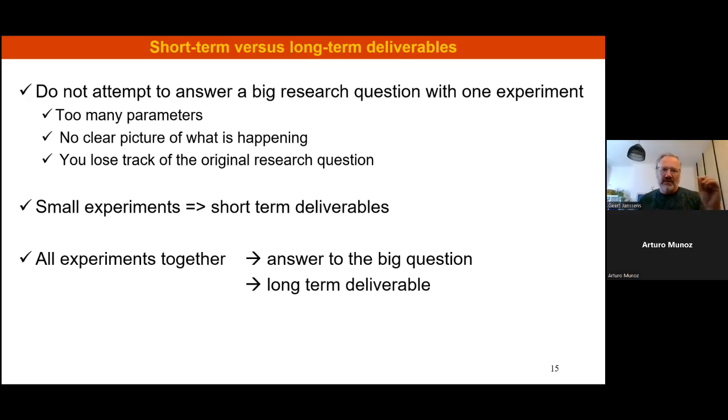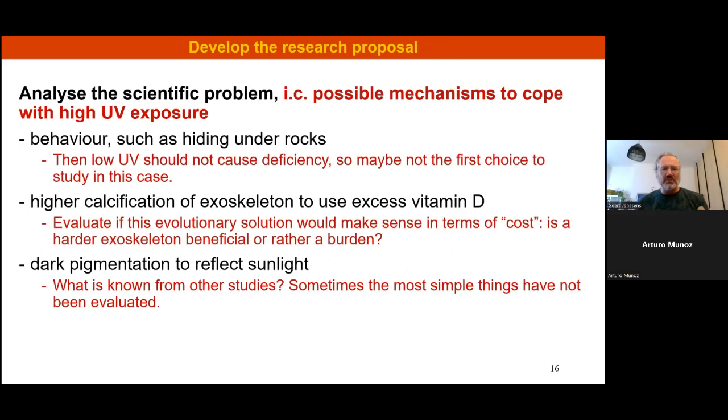So that's the deliverables, and then how to develop the research proposal. You have to analyze the specific scientific problem. In this case, what are possible mechanisms to cope with high UV exposure? If you want to do mechanistic research and find out, okay, we see that something is happening with this high UV exposure, how do the animals manage to survive?